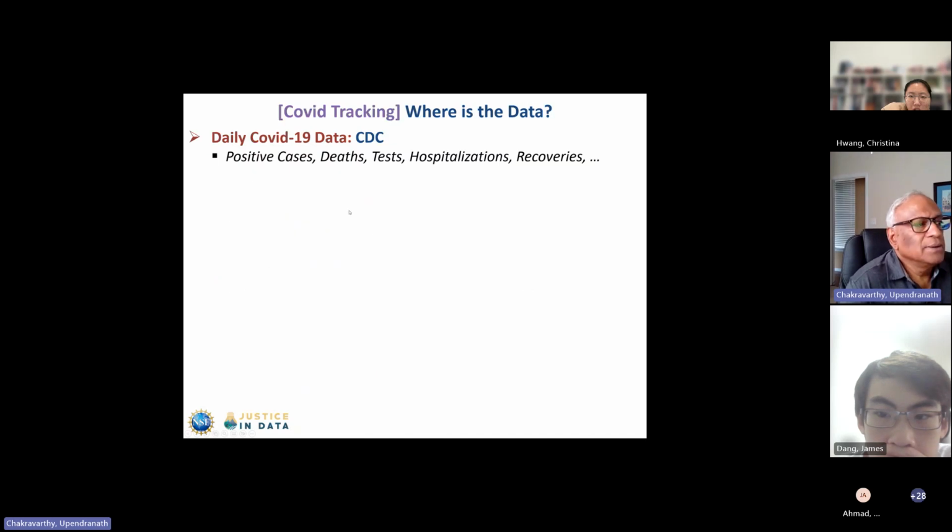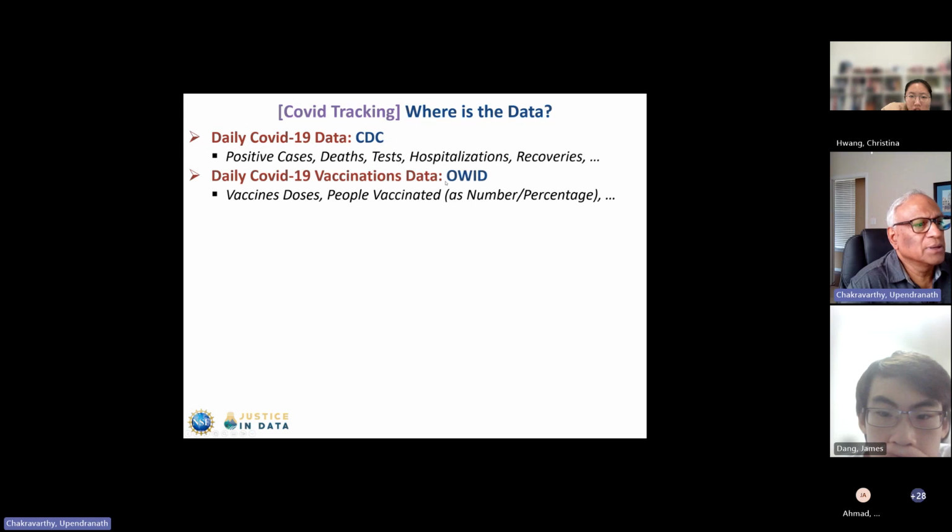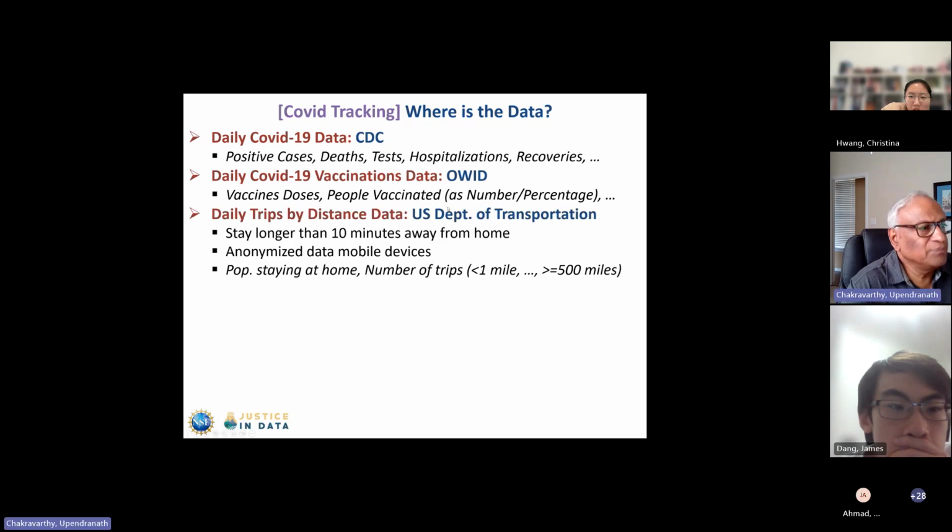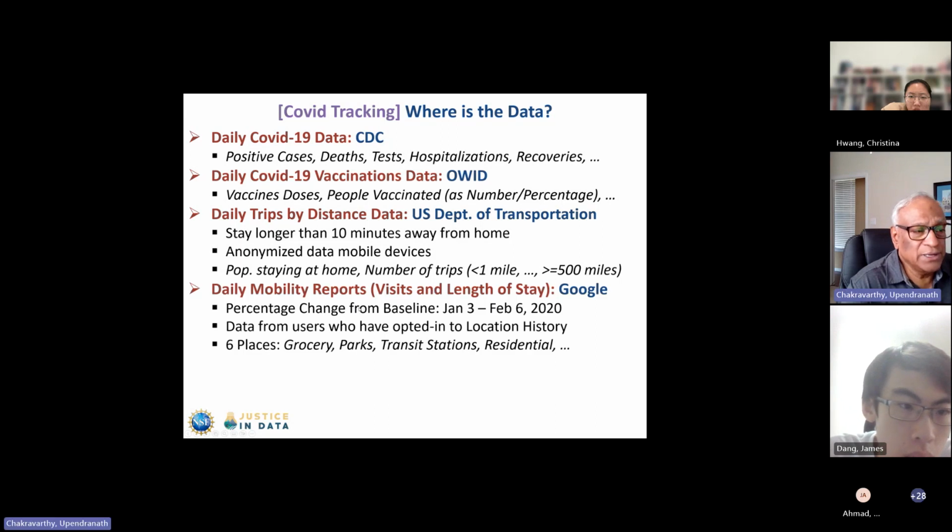So here are the places where we got the data from. From CDC, the one in Atlanta, we got positive cases, deaths, tests, hospitalization, and recoveries. From OWID, I'm not sure what the expansion of that is, we got vaccine doses, people vaccinated as number and percentage. Daily trips by distance came from the US Department of Transportation: stay longer than 10 minutes away from home, anonymized data from mobile devices, population staying at home, number of trips. Daily mobility reports, visits, and length of stay came from Google.